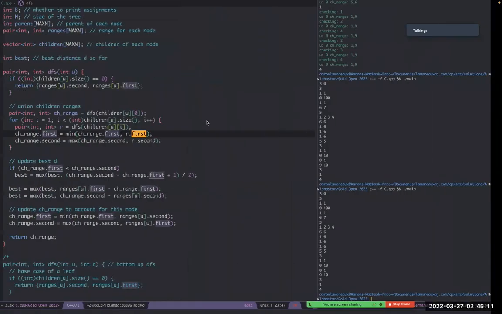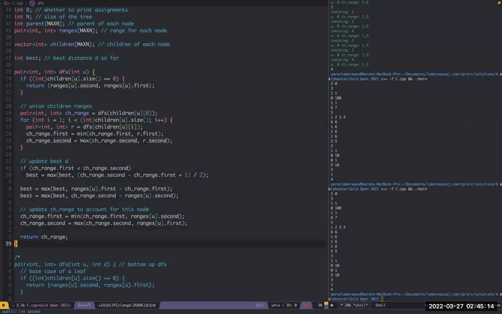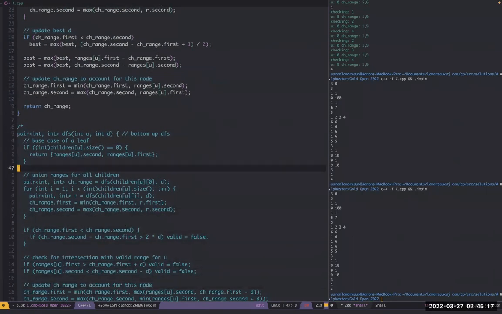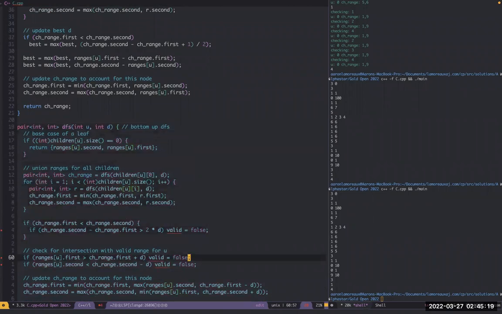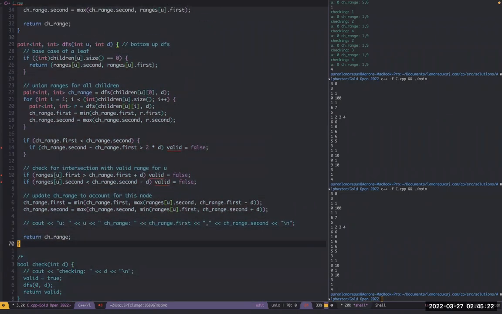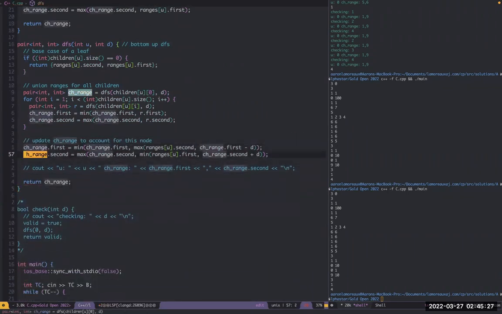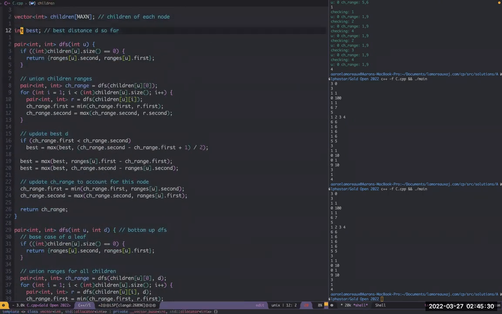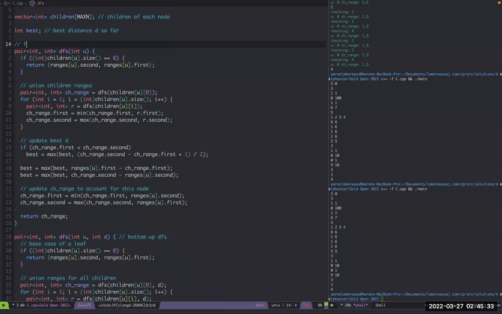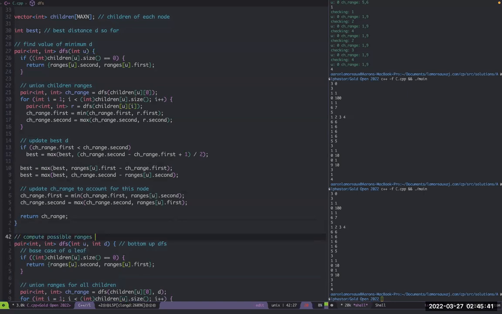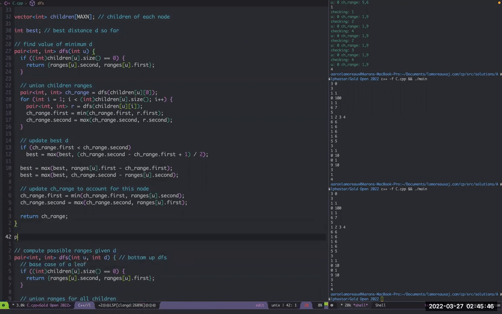So let's see. Actually, the DFS for the possible ranges might look a lot like this. So maybe it's worthwhile uncommenting this code. We don't need to check if it's valid. We know it's valid. What we do want to do is compute possible ranges. So this DFS, given this D, we need to store these somewhere. Ranges.